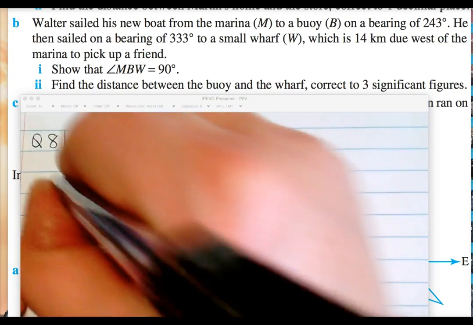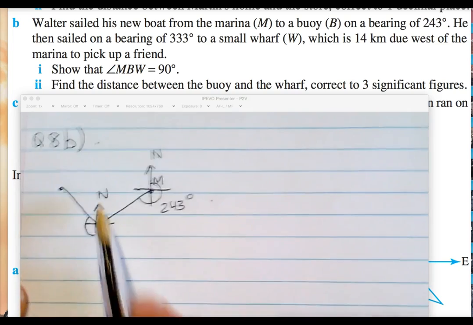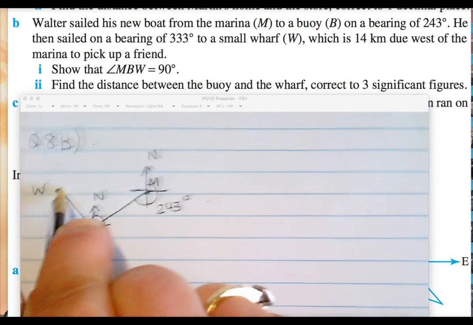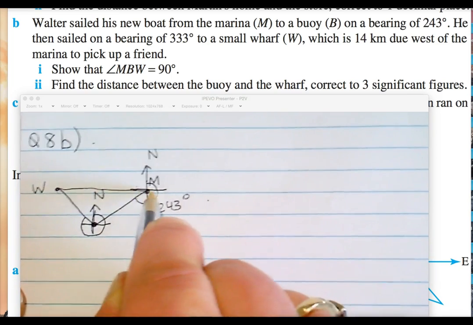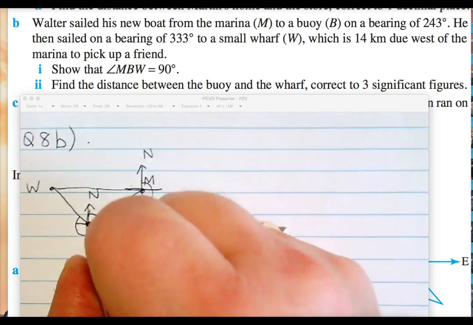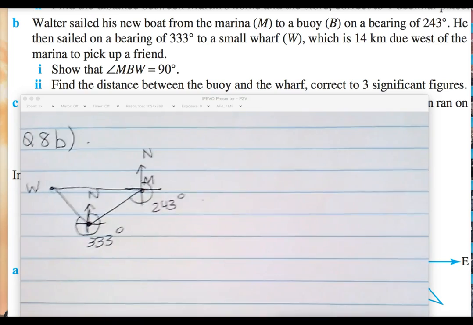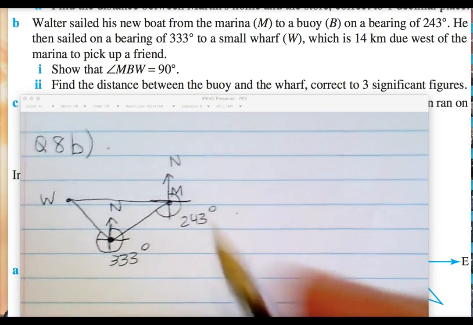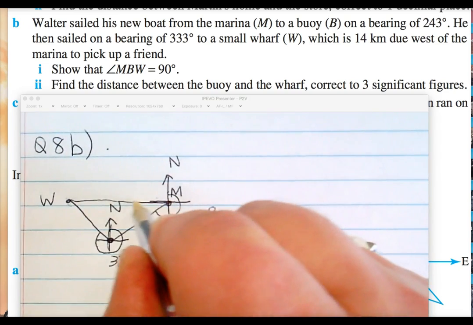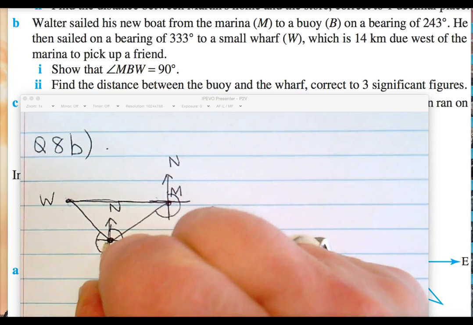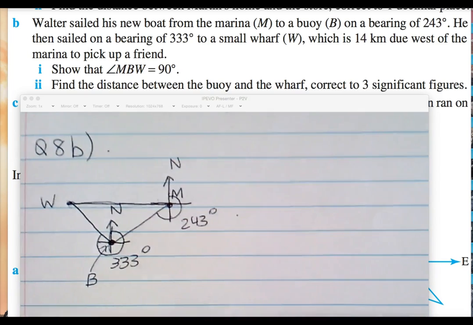to a small wharf W, which happens to be due west of the marina. So I stop directly in line with the marina, like due west, because it tells me. So he goes on that direction of 333 degrees. I'm going to have to make this really big, until he's exactly due west. Well, thank goodness it's due west, otherwise it'd be a nightmare to work this out. Now, I forgot to label this. This is the buoy here. That's the buoy, point B.